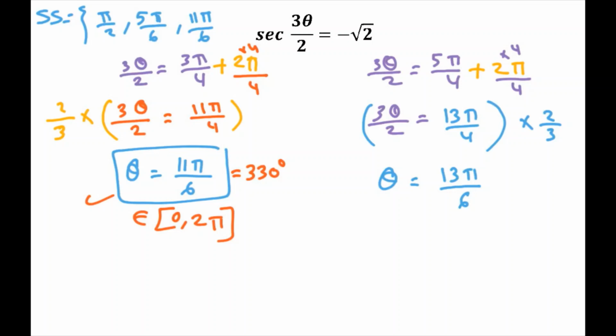And 13 pi over 6 is actually 390 degree. So it does not belong to 0 and 2 pi. It's greater than 2 pi. So we're not going to take this solution. So I do have only 3 solutions: pi over 2, 5 pi over 6, and 11 pi over 6.